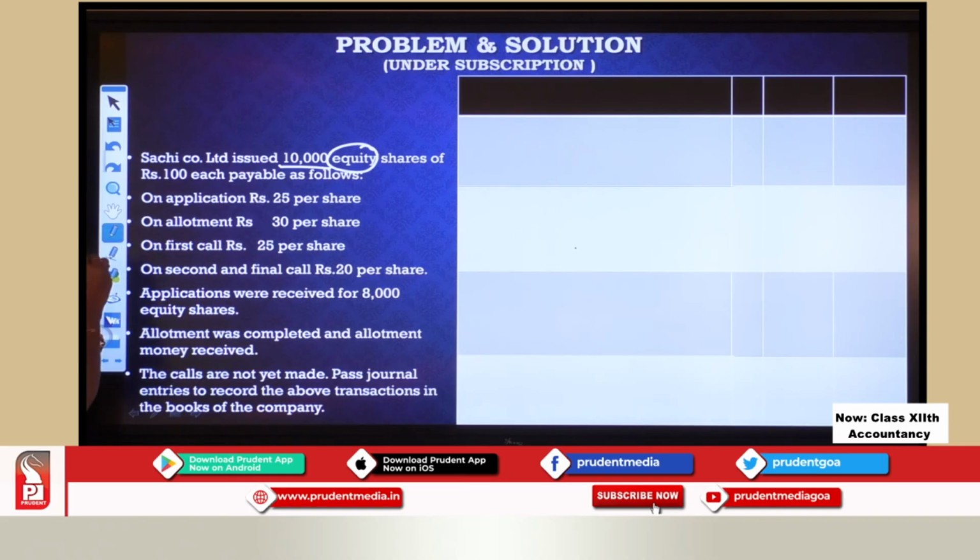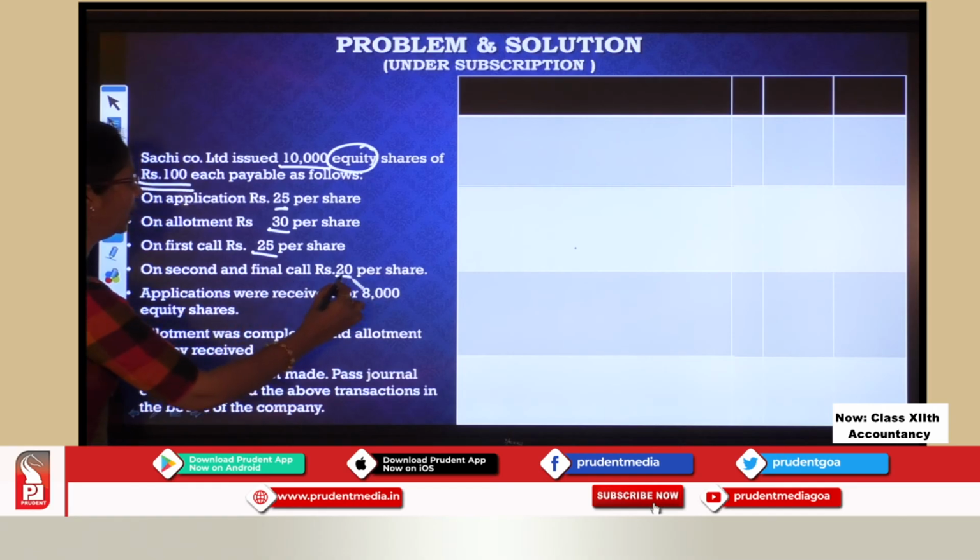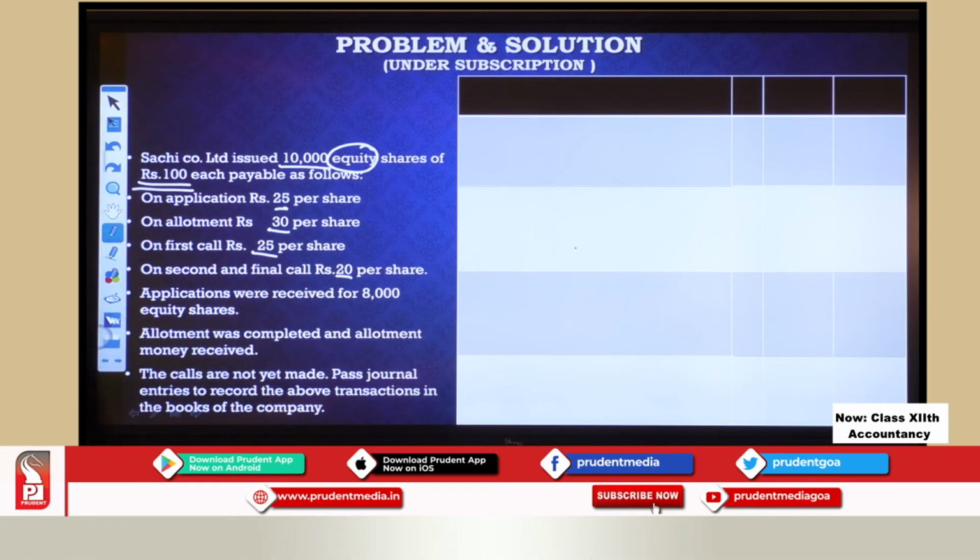Then, on application, now there are different stages. Company is issuing how many shares? 10,000 shares. What is the face value of those shares? 100 rupees. So the value of one share is 100 rupees. Now, how is the company going to collect this 100 rupees? On application 25, on allotment 30, on first call 25, and second and final call 20. See, the total comes to 100. So these shares are issued at par. See the concept I am applying over here. These shares of 100 are issued at par because the company is collecting 100 rupees there.